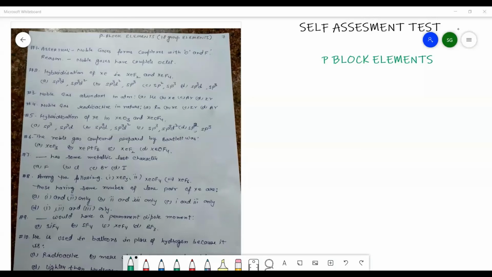Now the last self-assessment test for the P block element. First question is assertion reasoning type question. Now here we will discuss about noble gases forms complex with oxygen and fluorine.